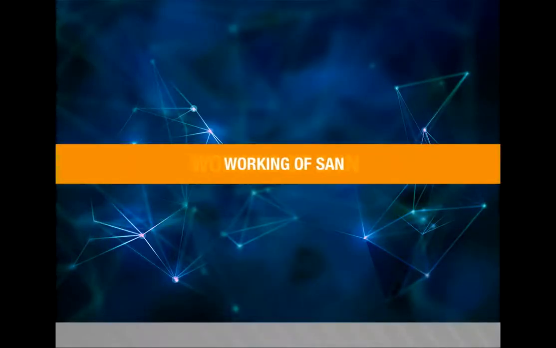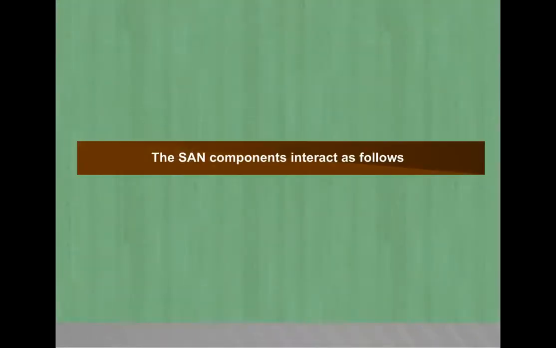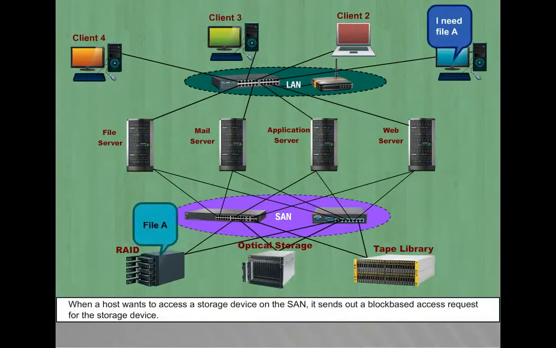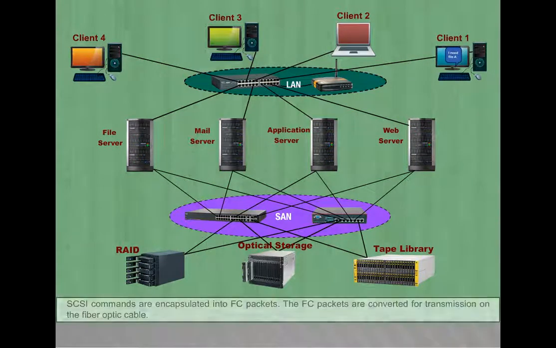Working of SAN. In this video, we are going to learn about working of SAN. The SAN components interact as follows. When a host wants to access a storage device on the SAN, it sends out a block-based access request for the storage device. SCSI commands are encapsulated into FC packets. The FC packets are converted for transmission on the fiber optic cable.